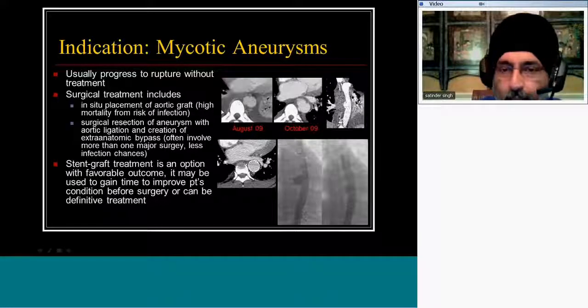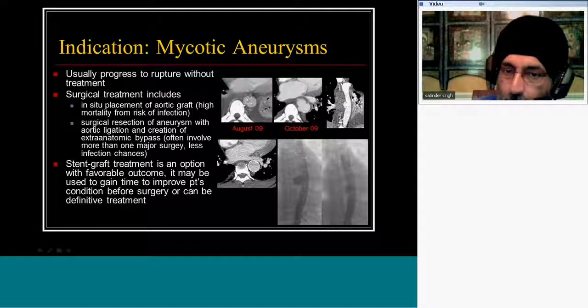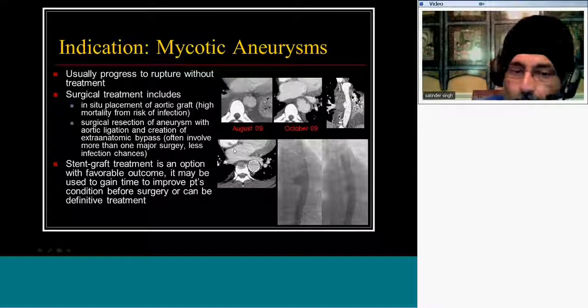Mycotic aneurysm, we have seen quite a few cases. This is a good example. Mycotic aneurysm needs to be treated urgently because there is a significant risk of rupture, because these aneurysms grow very rapidly. Here is a good example. A patient who has MRSA, and we found on a regular CT of the chest an aneurysm or pseudoaneurysm of the descending aorta in August of 2009. In a month and a half, this aneurysm actually grew very rapidly. So this patient is a good candidate for treatment.